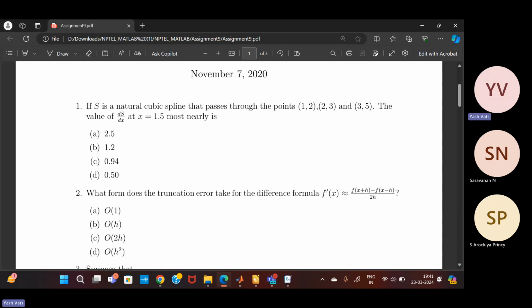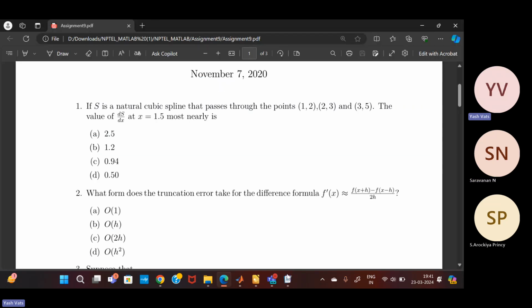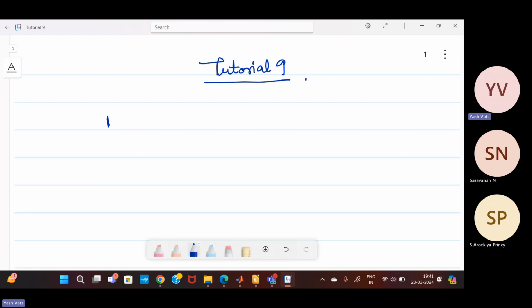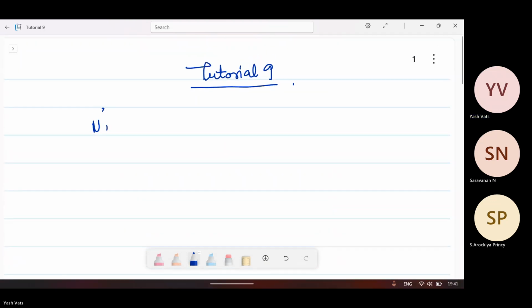Okay, so let's discuss this first question. Maybe you should try this for the next one. Do you know what a natural cubic spline is? Do you remember? Yes, S double prime of x naught is zero, like the two conditions we mentioned. What was the natural spline condition?